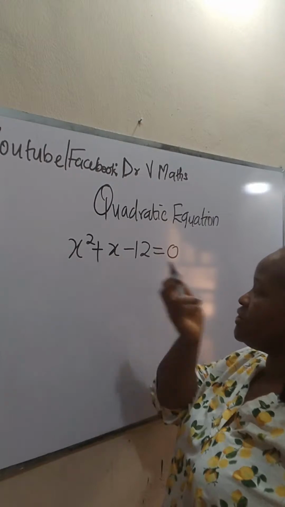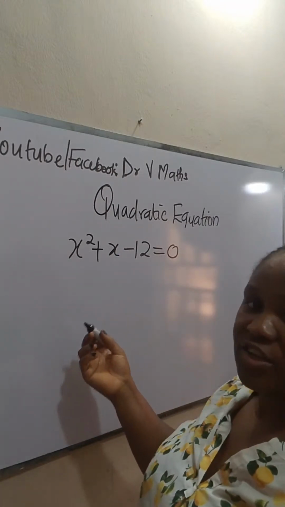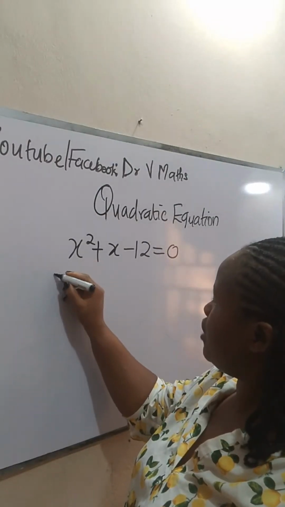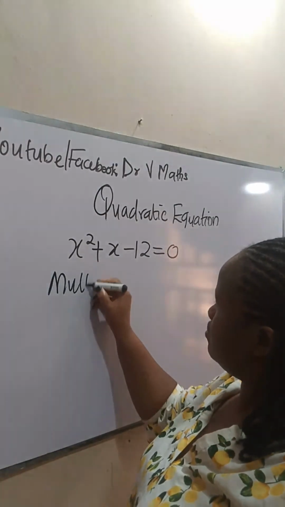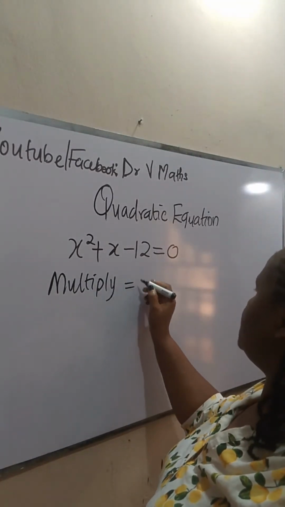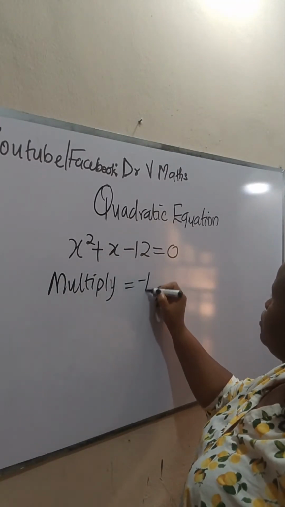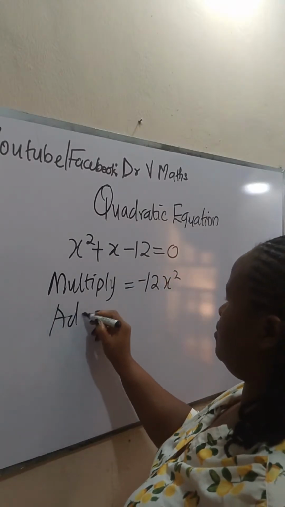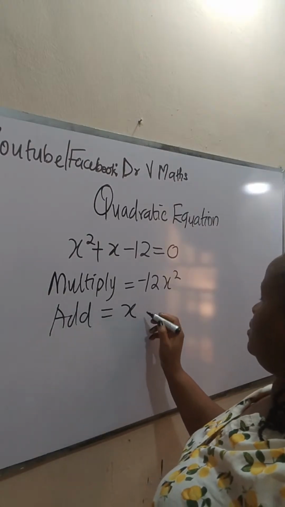Now, to solve this, like I said, we are solving using the factorization method. We are going to look for two numbers that, when we multiply them, we get minus 12x squared, and when we add them, we should get x.